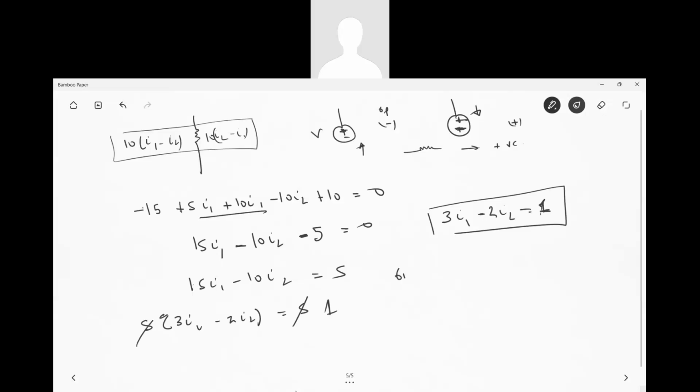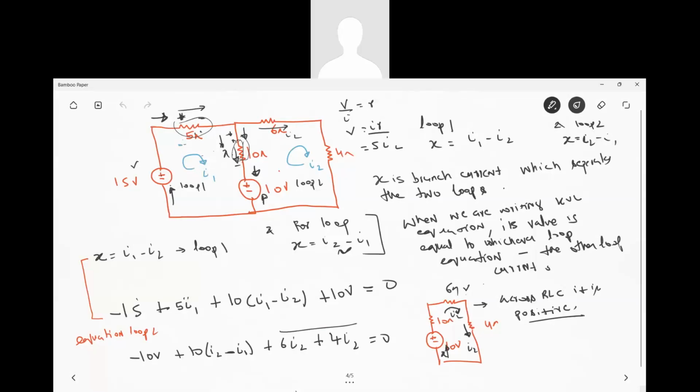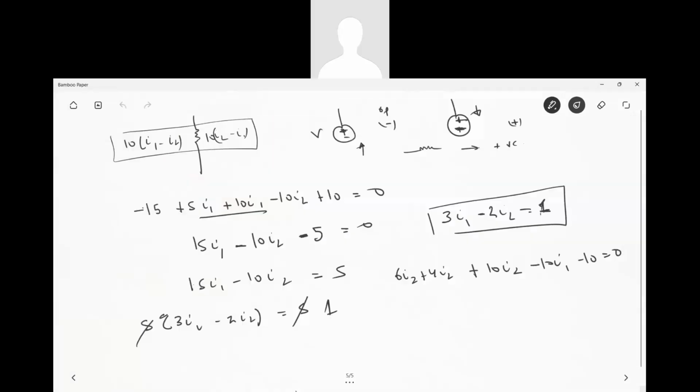The second equation: I have 6 I2 plus 4 I2, that becomes 10 I2, right? Plus 10 into I2 minus I1, minus 10 equals 0. This is the second equation. You already told me this equation, right? You told me 6 I2 plus 4 I2, 10 I2 minus I1, minus 10 volts. Same thing I wrote. So this becomes 20 I2 minus 10 I1 minus 10 is equal to 0. So this becomes your 20 I2 minus 10 I1 is equal to 10.